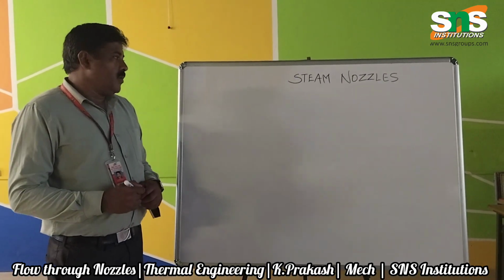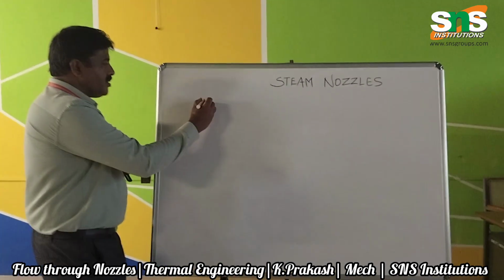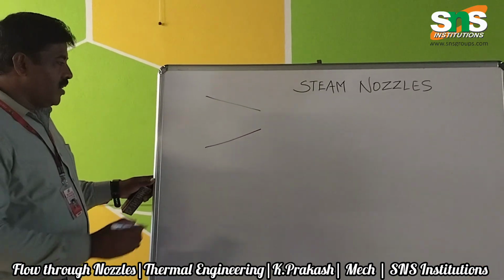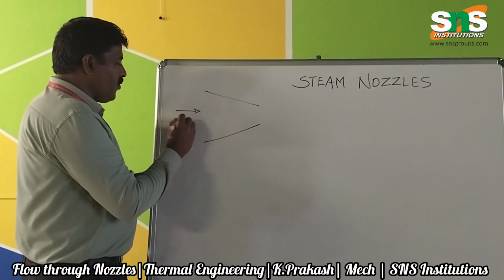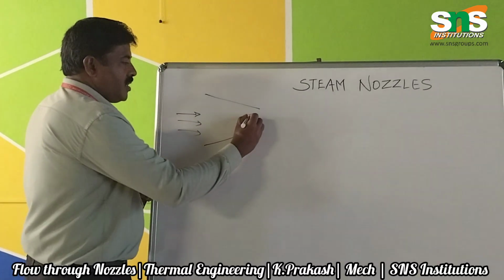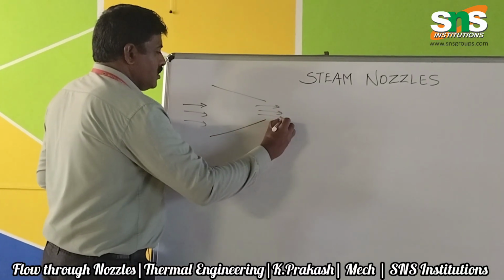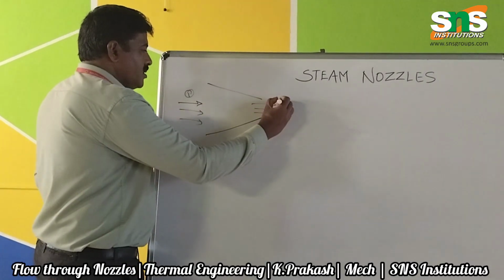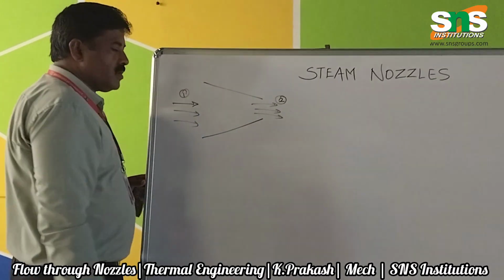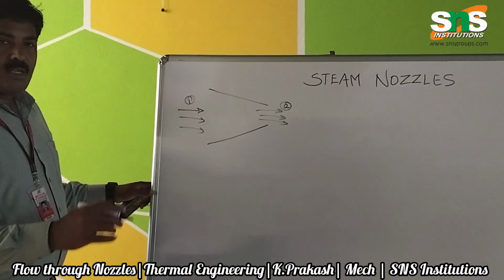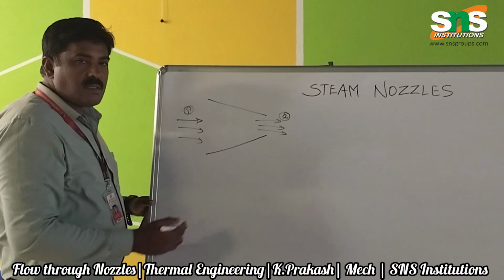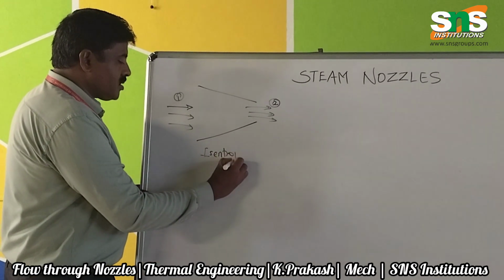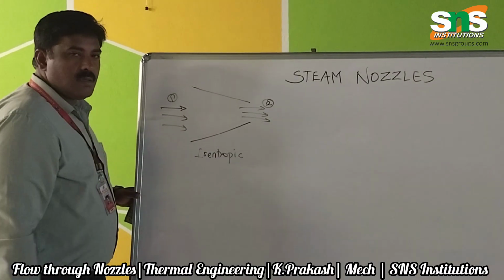Okay. So initially if you take a steam nozzle, so this is the steam nozzle. Here the steam will be flowing inside and comes outside. I already told that this is taken as inlet and this is exit. So initially we are assuming that the flow through this nozzle is isentropic.